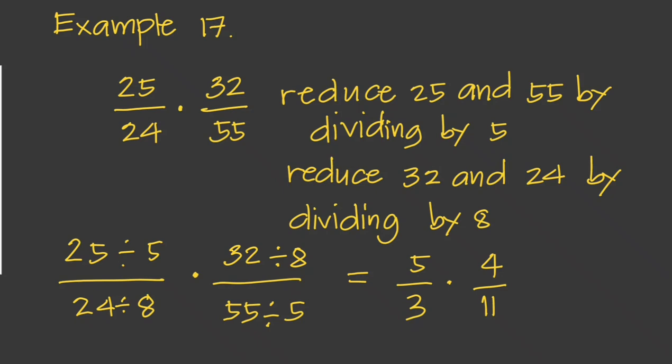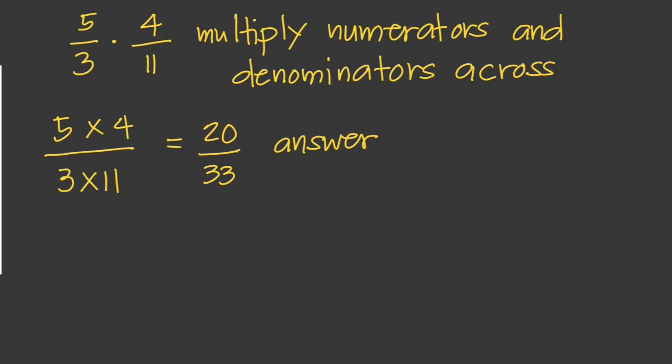When we do that, we get 5 over 3 times 4 over 11. And now we can multiply the numerators and denominators across. Then we get 20 over 33 as our answer. We cannot further reduce 20 over 33. So that is our final answer.